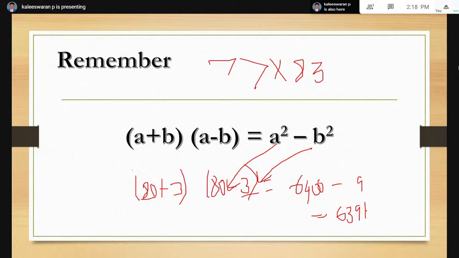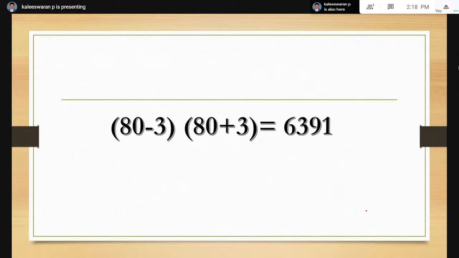Okay. This is 80 minus 3 and 80 plus 3. I already explained.